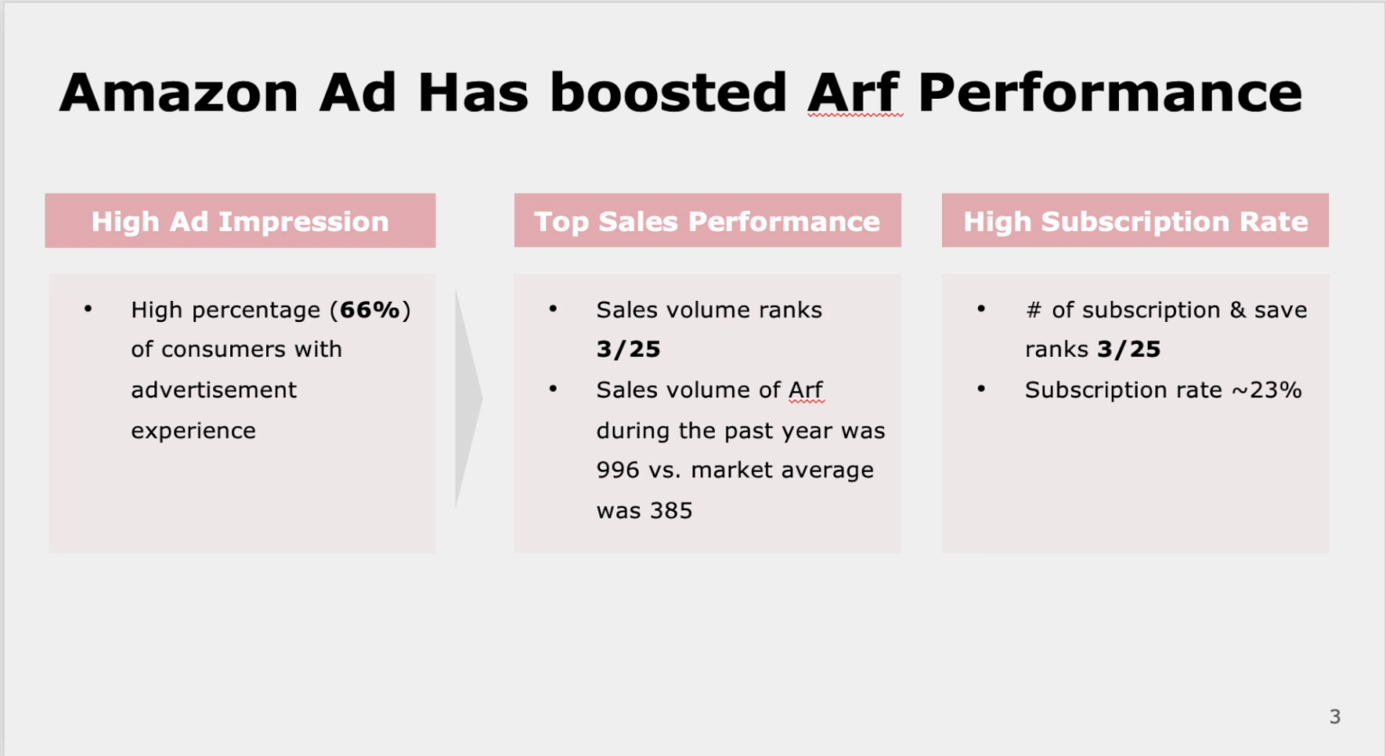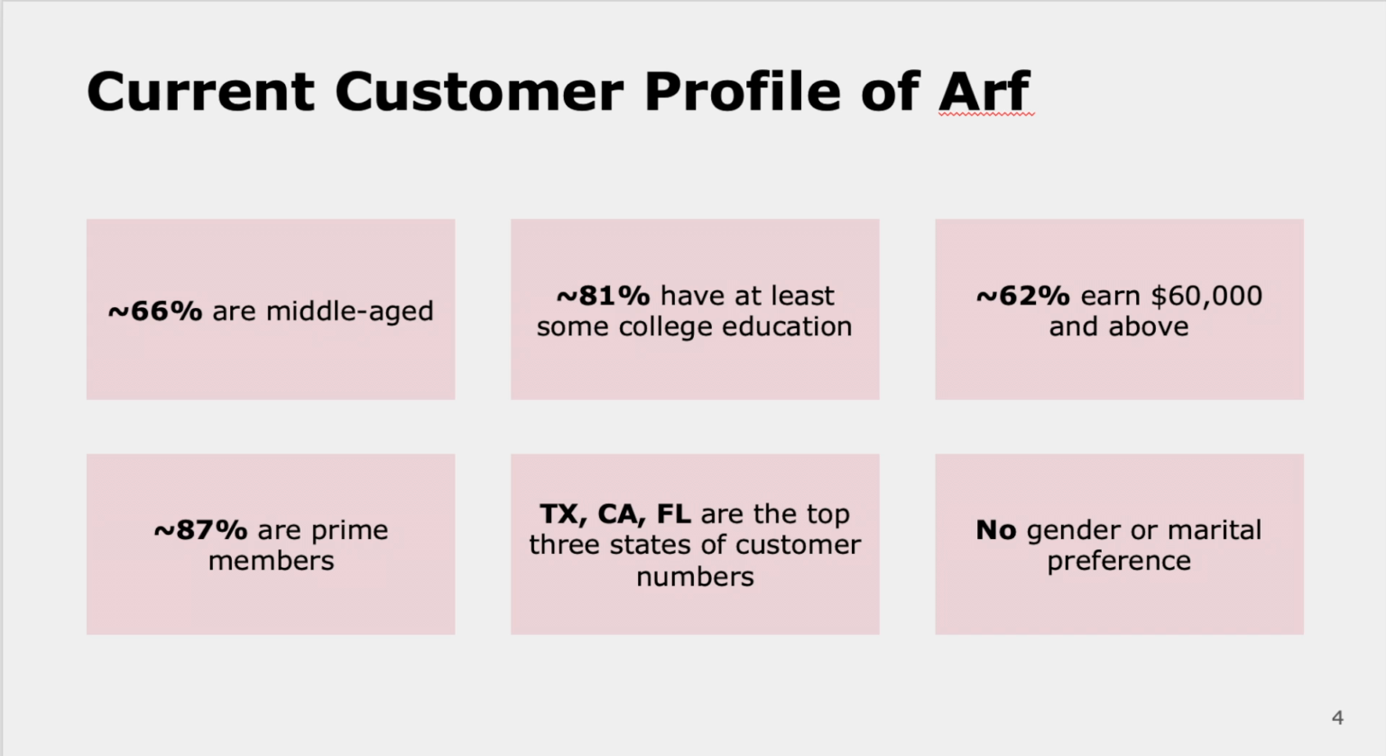To give an overview of ARF, the dog food brand we chose to deep dive in, the sales volume of ARF ranked third out of a total of 25 brands due to the high percentage of ARF's consumers with ad experience. Also, the number of Subscribe and Save orders also ranked third. On the next page, we analyzed the current customer profile of ARF. For instance, about 66% of customers are middle-aged, and there is no gender or marital preference among its customers.